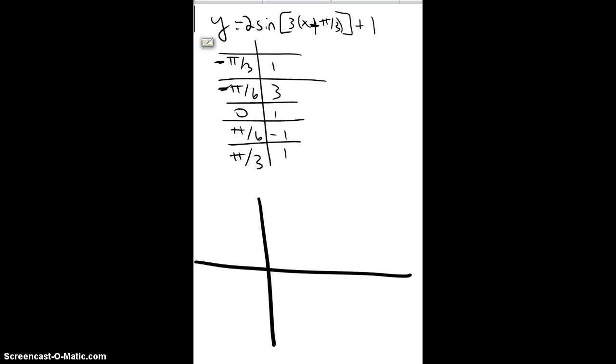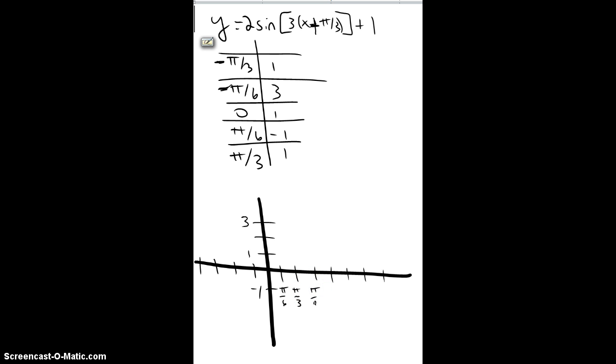So over here I might have negative pi over 6, negative 2 pi over 6, negative 3 pi over 6, negative 4 pi over 6. And so I might go by pi over 6 here also. Then up here I'm going by 1, 2, here's a positive 3, here's 1, and here's a negative 1 there.